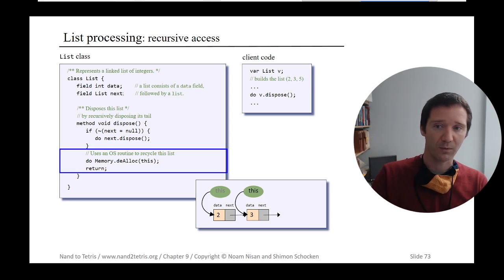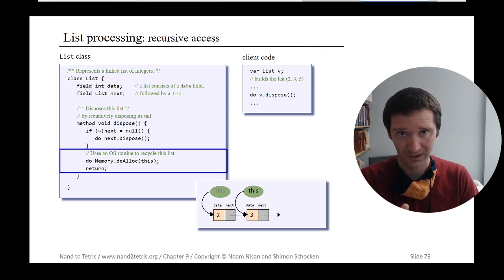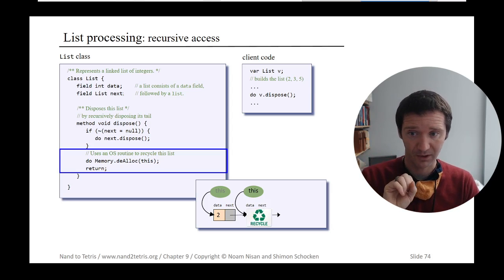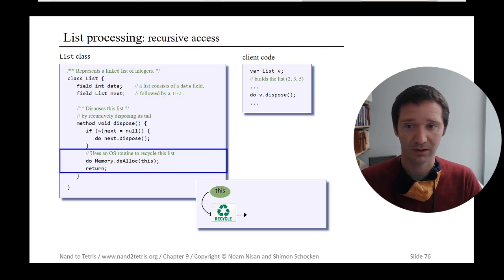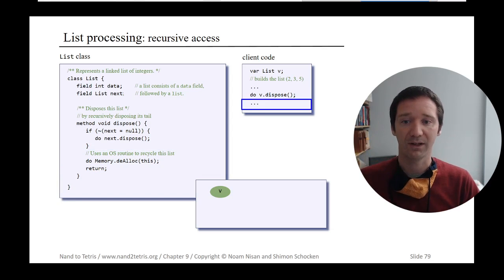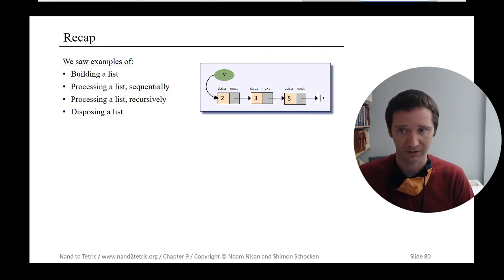Well, now we're in the 3 list's execution of dispose. So now we recycle that memory, go back to the top one, recycle that memory, hit the final return, and we go back, and V is now not pointing to anything. It's just a variable that has nothing assigned to it.